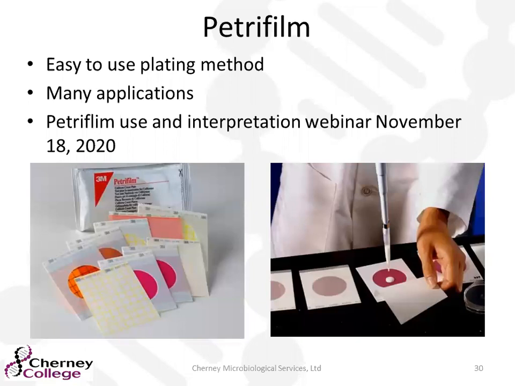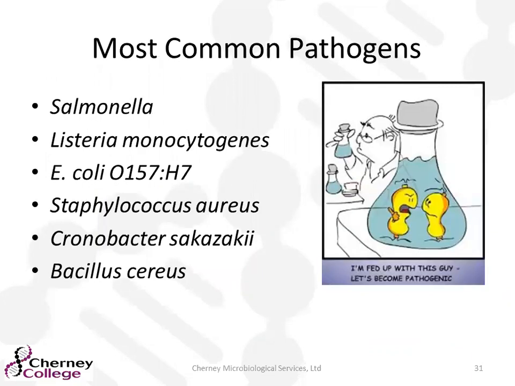The final step, or one that I'm just going to mention here, is our Petrifilm. We do see this largely in the facilities. We use it largely here at Cherney as well, because of the diversity of applications that it has. I'm not going to go into depth about it or its use, because we do have that November 18th webinar where we'll have further discussions, really looking at the interpretation and use of Petrifilm. So with that being said, let's jump over to the pathogens.